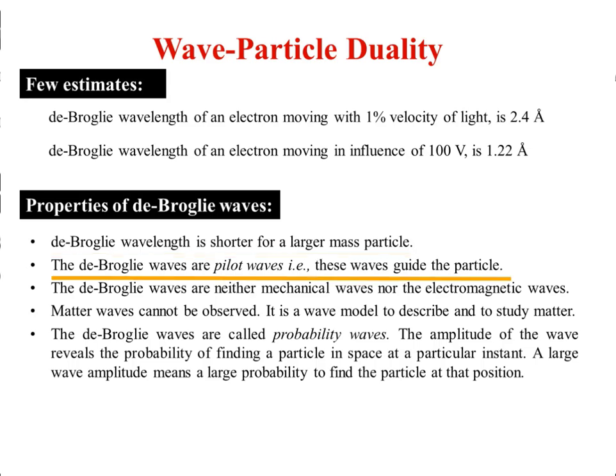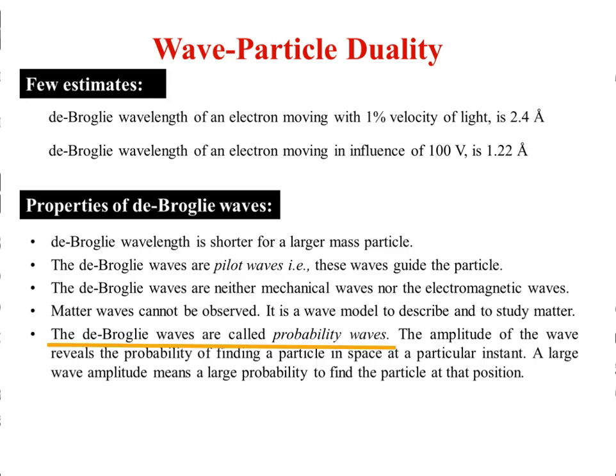The de Broglie waves are pilot waves, which means these waves guide a particle, and vice versa also, because de Broglie waves represent a particle. If there is no particle, there will be no wave. So these waves run in the same direction in which a particle is running. Next, the de Broglie waves are neither mechanical waves nor electromagnetic waves. These are a third type of wave known as matter wave, and these are not waves actually. So these cannot be observed because this is a wave model to describe and study the matter behavior.